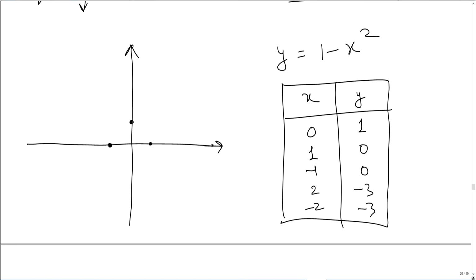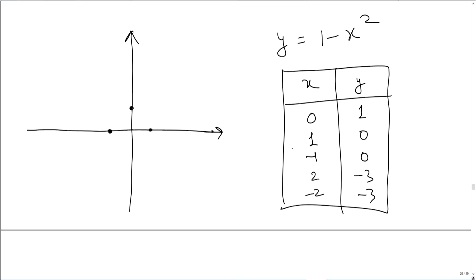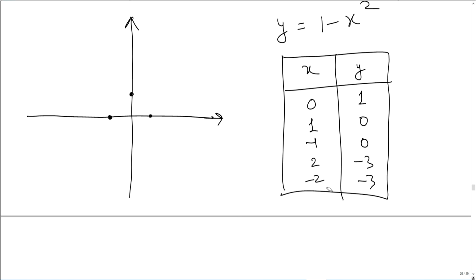The graph is symmetric around the y-axis, such that whether you take x = 1 or -1, it has the same value of y. Whether you take 2 or -2, it has the same value of y. So we do not need to test everything for negative as well as positive, because the graph is going to be symmetric. The y is going to have the same value.